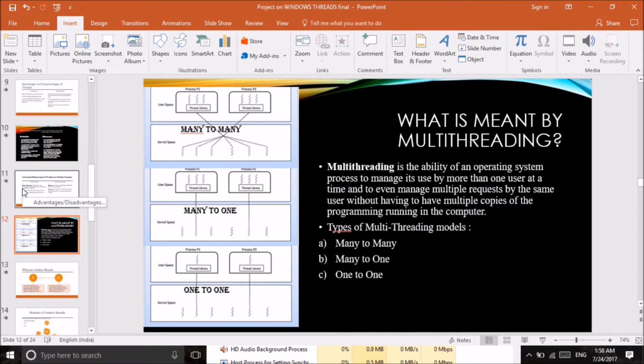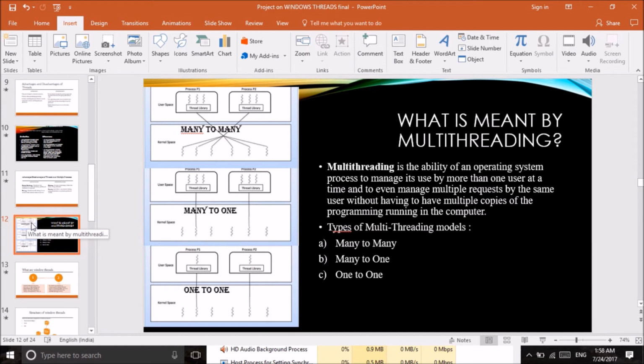In many to one, we have 6 threads, but many threads are connected to one single thread. When a thread makes a system call, the whole process will be blocked. Many to one is used when the system does not support user level threads, which is executed by the operating system. Only one thread can access at a time.